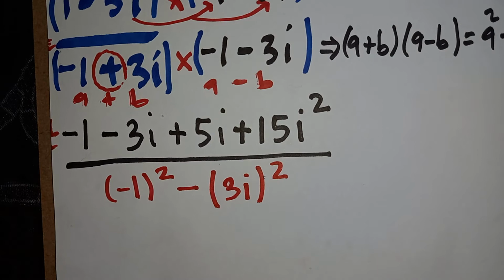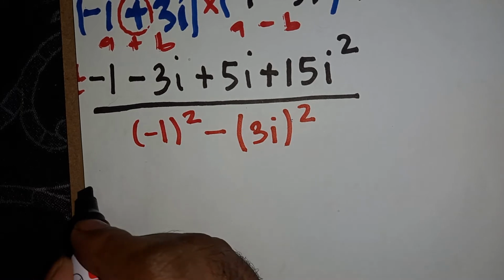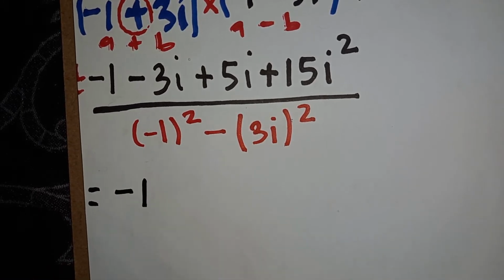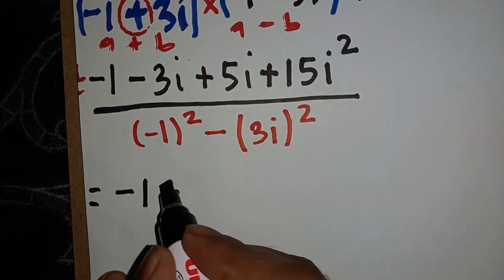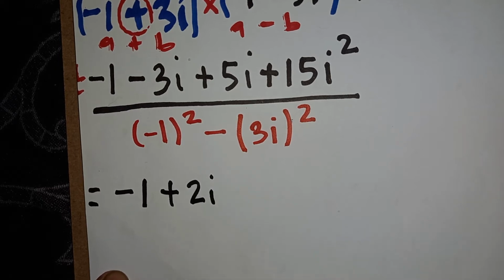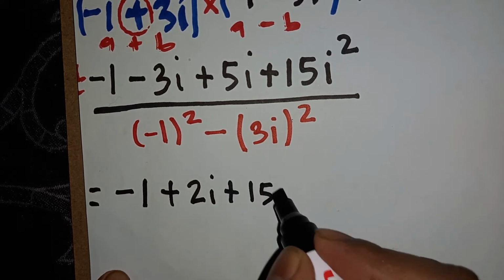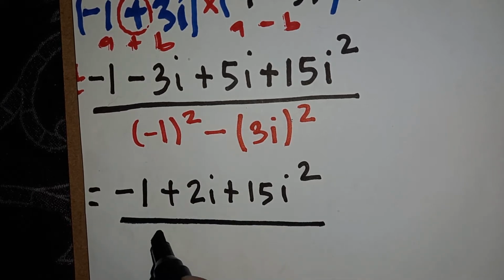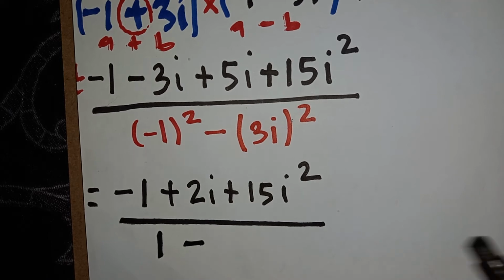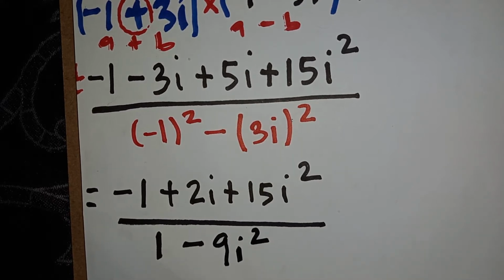Okay, so you have minus 1 here, and minus 3 plus 5 is the same as plus 2i, and this plus 15i goes here. For the denominator part, 1 squared is the same as 1, this minus comes here, and 3 squared is 9, and i squared is just i squared.